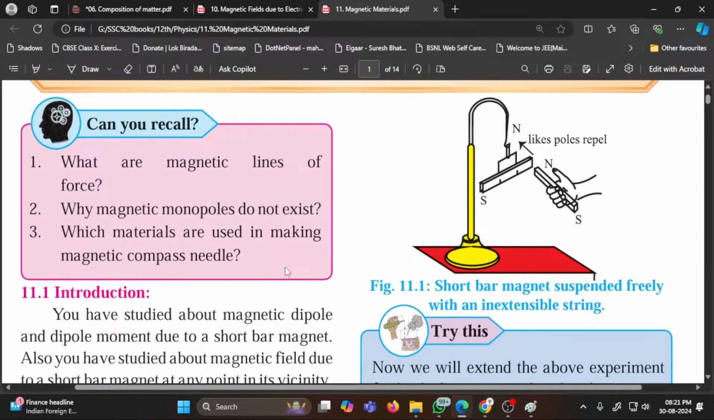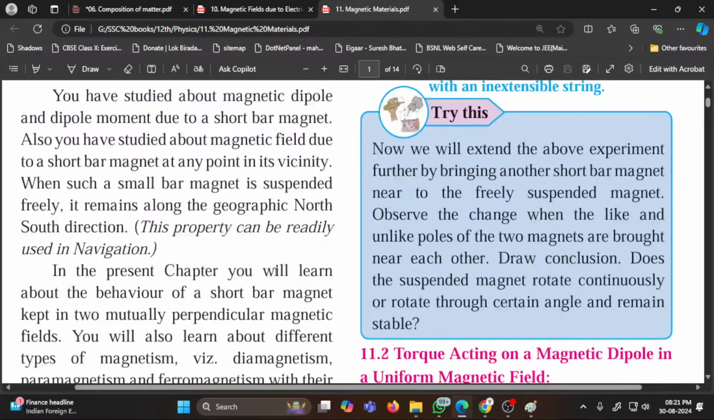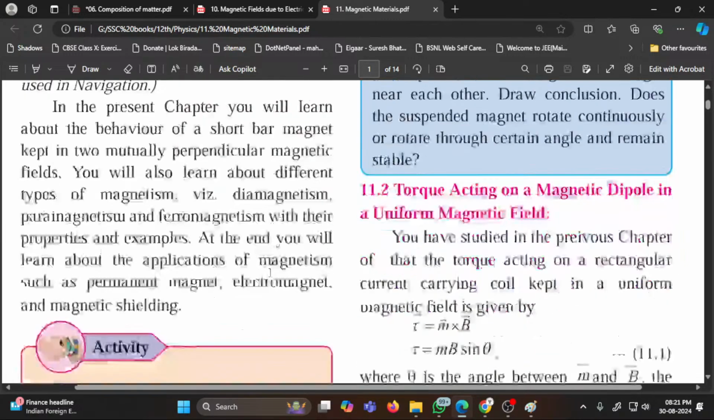We also know that like poles repel, unlike poles attract. We extend our experiment by bringing another short bar magnet near to the freely suspended magnet. Observe the change when the like and unlike poles of the two magnets are brought near each other. Draw conclusions. Does the suspended magnet rotate continuously or rotate through a certain angle and remain stable?